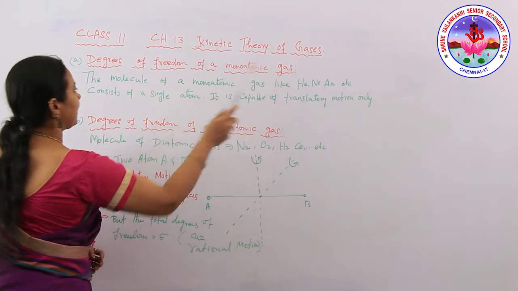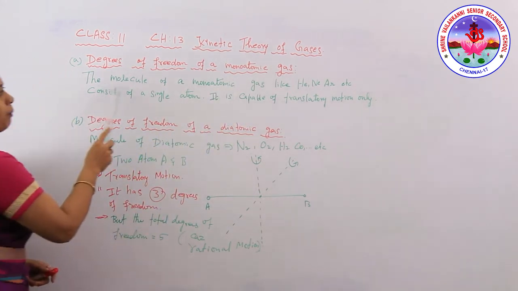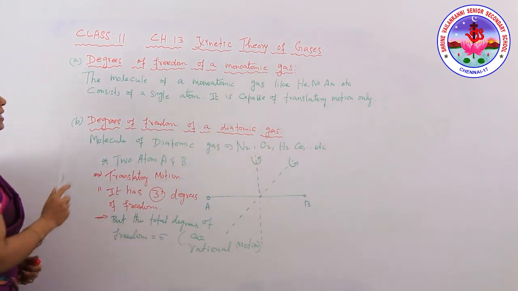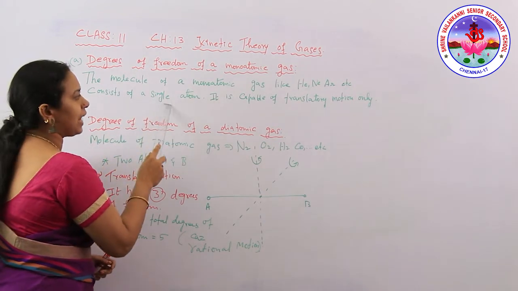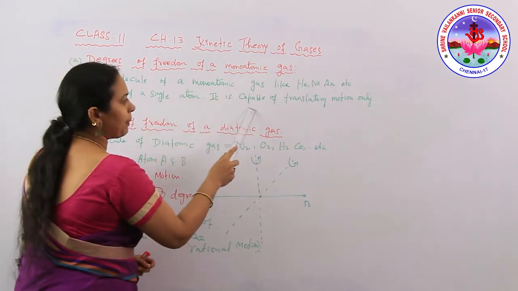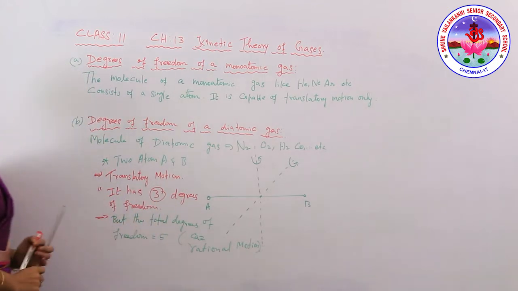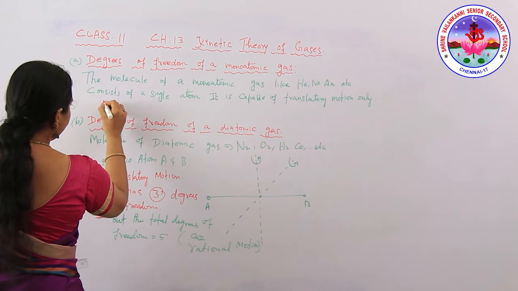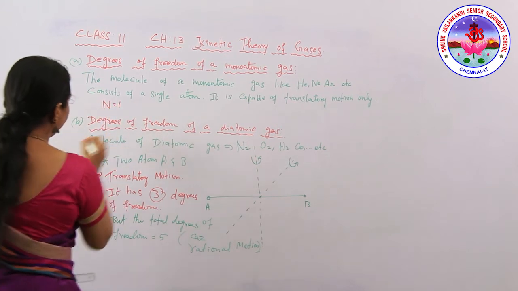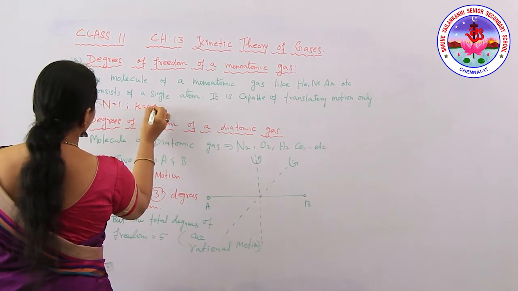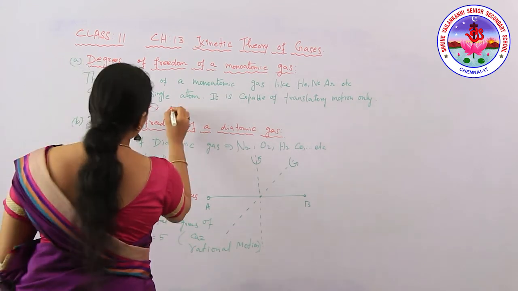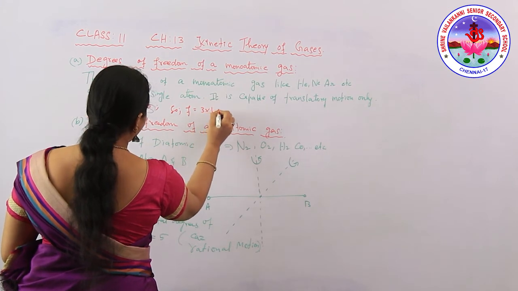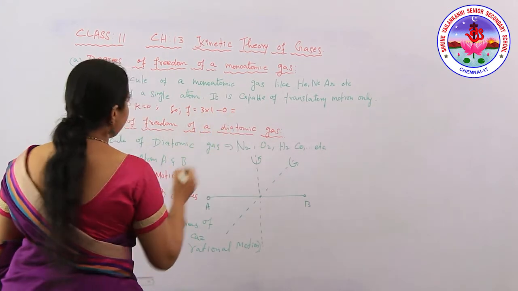The molecule of a monatomic gas, like helium or neon, consists of a single atom. So it is capable of translatory motion only. So the motion is translatory. Here the value n is equal to 1, then k is equal to 0, because it has only translatory motion, so f is equal to 3 into 1 minus 0, that is equal to 3.